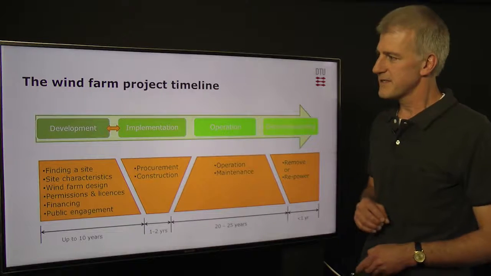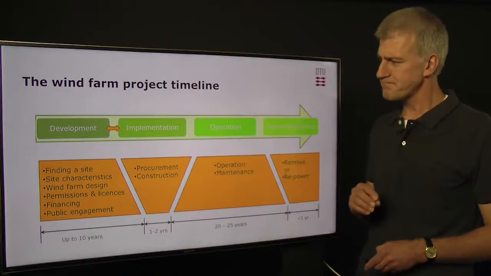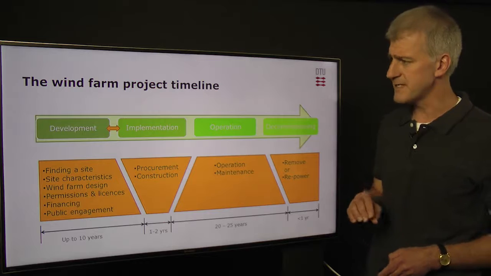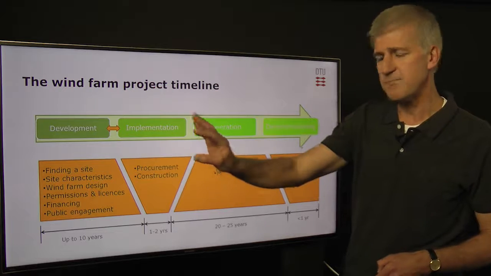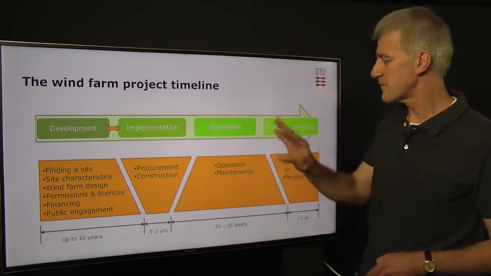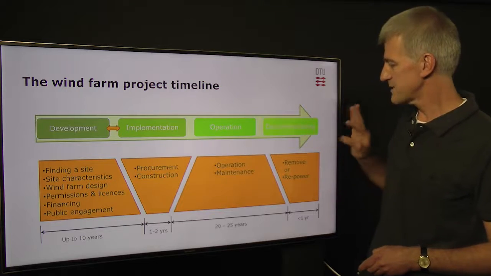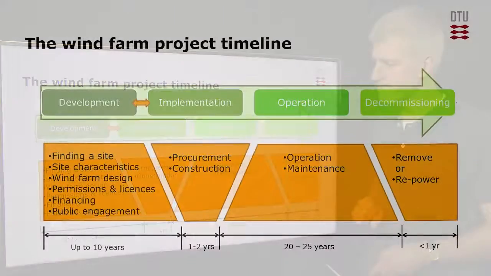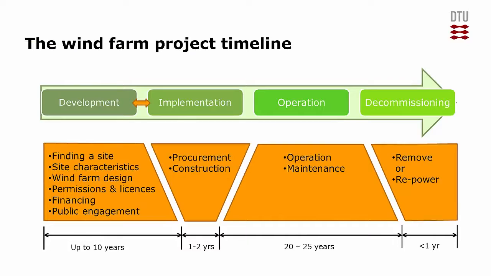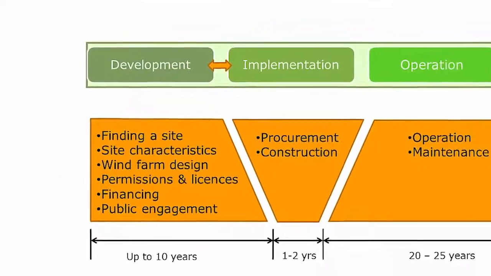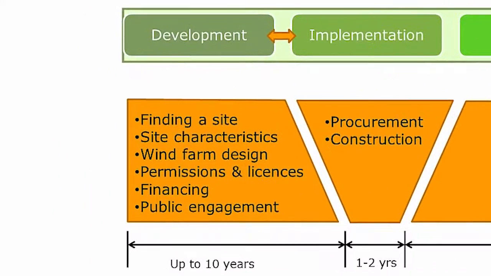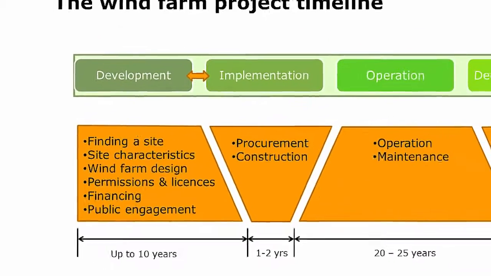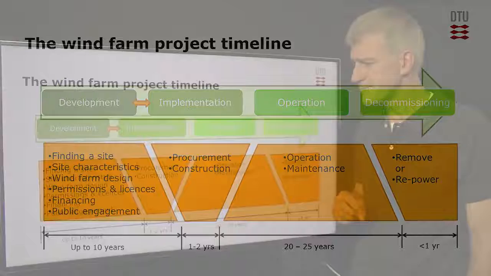So here, let's look at the timeline of a wind farm. I've split them up into these 4 phases. There's the development phase, an implementation phase, an operation phase, and at last here, a decommissioning phase. The development phase is really all about finding the site and finding the right site. You need to take a close look at the characteristics of the site to make sure that it is suitable for your project, not least, of course, the wind resource.